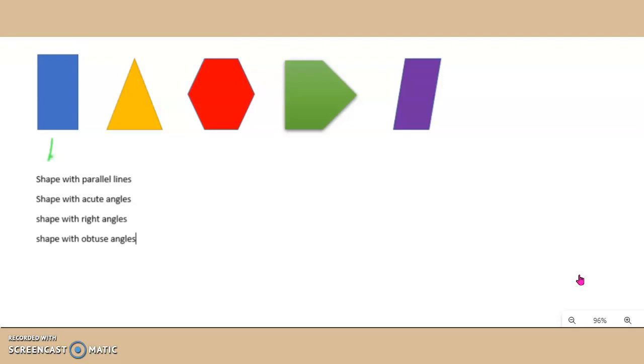So I'm going to label these shapes A, B, C, D, and E. I'm trying to find all the shapes that actually have parallel lines. I know that if I have this line and this line, as long as they're going forever, they will never touch. This line and this line will never touch. You already know that. So shape A has parallel lines in it.